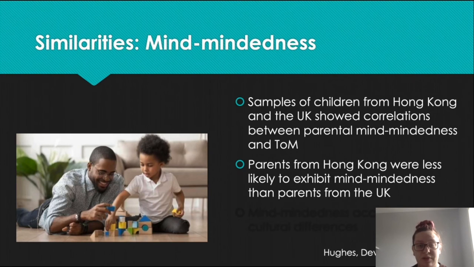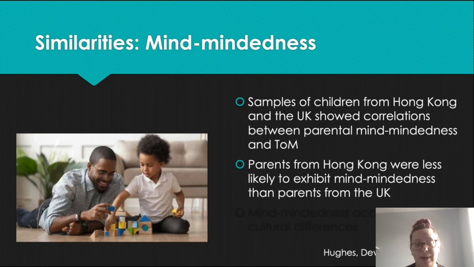Other cultural differences found can actually be explained by similarities. One study looked at a sample of children from Hong Kong and another sample of children from the UK. Both samples showed correlations between parental mind-mindedness and theory of mind. Parental mind-mindedness is the tendency for parents to recognize that their children have their own thoughts, beliefs, and ideas.